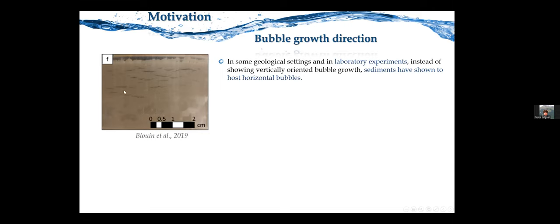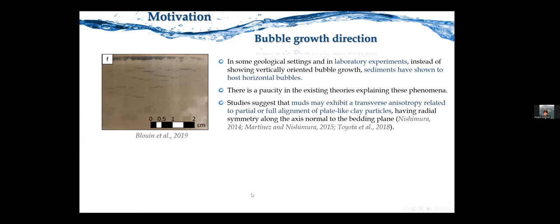For instance, here in the laboratory experiments of Blue-in, you can see only the horizontal bubbles of methane. There was no clear theory to explain this difference: why in some cases you have only subvertical or vertical bubbles, and in others only the horizontal ones.